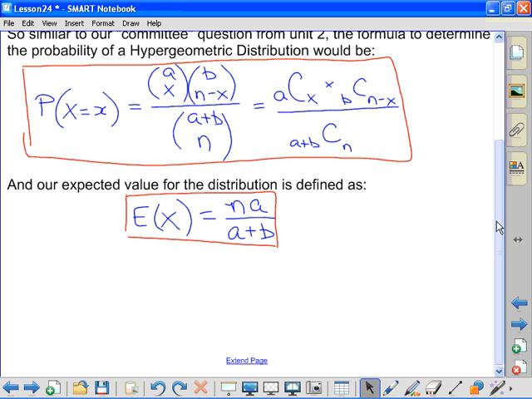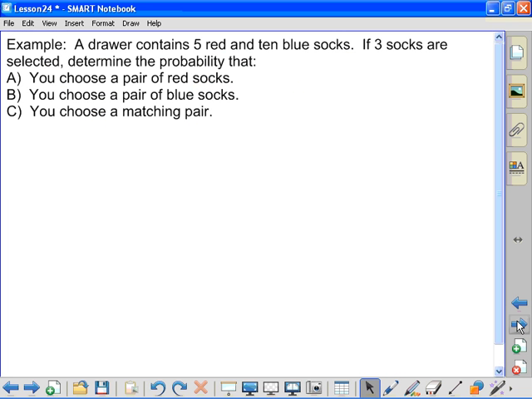All right, so let's take a look at an example. Three-part question. A drawer contains 5 red and 10 blue socks. So just summarizing here, 5 red, 10 blue. 3 socks are picked. So we are going to actually draw 3 socks out. So this is our X. No matter what the question is, we are pulling 3 socks out. Determine the probability that, part A, you choose a pair of red socks.